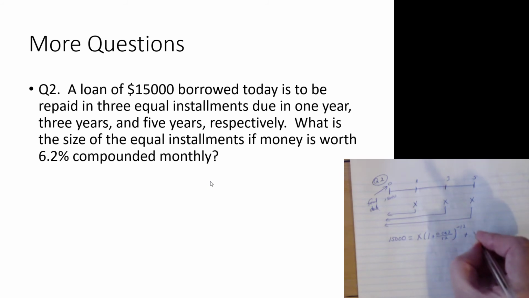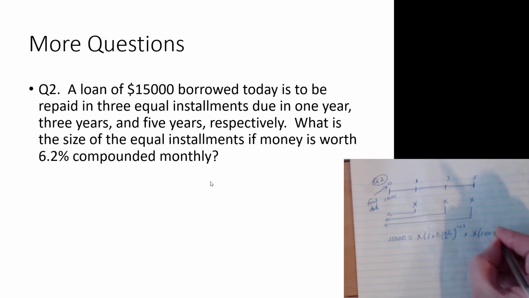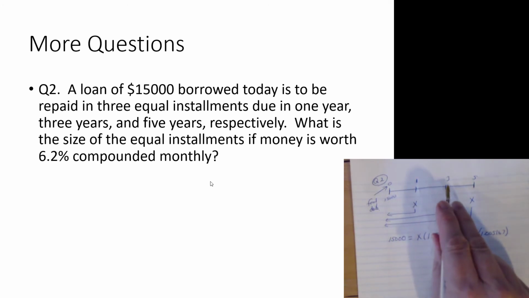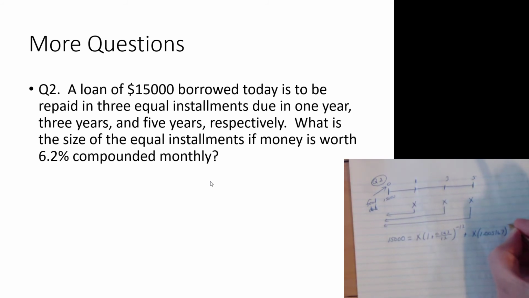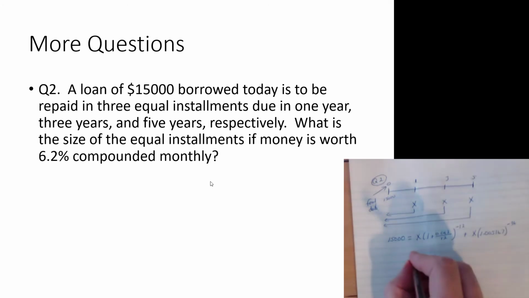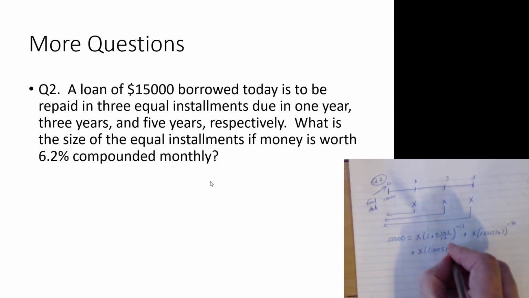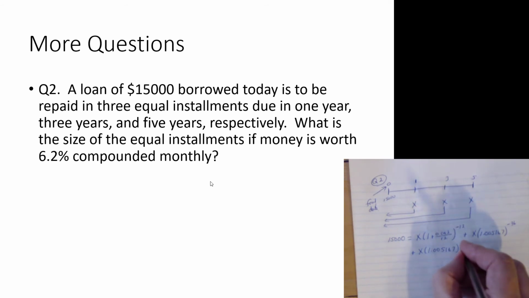Add to that the second payment, which is again X. And I'm going to just do the math inside the brackets here because it's a little bit shorter to write. And I get 1.005167. How many months from 3 years from now to today? 36 months. Don't forget the minus because it's present value. Minus 36. And then not forgetting the last X times 1.005167. And then it goes back 5 years, which is 60 months, so minus 60.